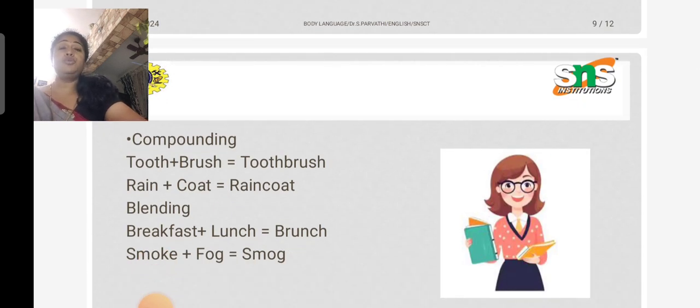For example, compound words: tooth plus brush, toothbrush; rain plus coat, raincoat; washing plus machine, washing machine. So these are the ways we can form new words. So blending, what is that? Blending words like breakfast plus lunch is called brunch, right? These days we use this word. I'm going to directly take my brunch. That is not proper breakfast time, not proper lunch time. In between we are having that brunch. And smoke plus fog, that is smog.